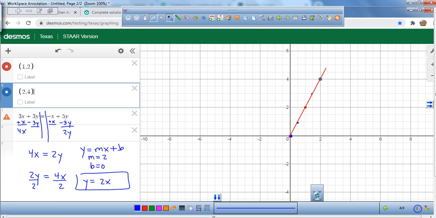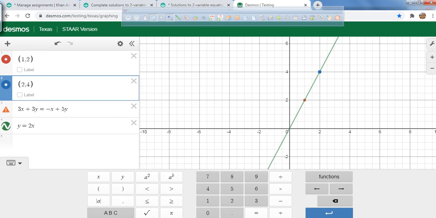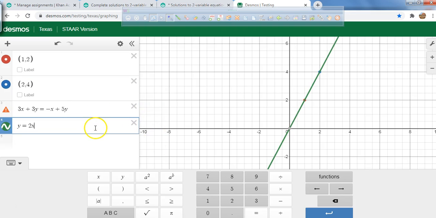Now, remember how I told you they were going to work? Because guess what? They were a part of the line. All right? So if you look at it, you can clearly see if I simplify this by subtracting 3y from both sides and adding x to both sides, I get this equation y equals 2x. By the way, these are the same. This is simplified to y equals form. This is just changed everything over to y equals form.